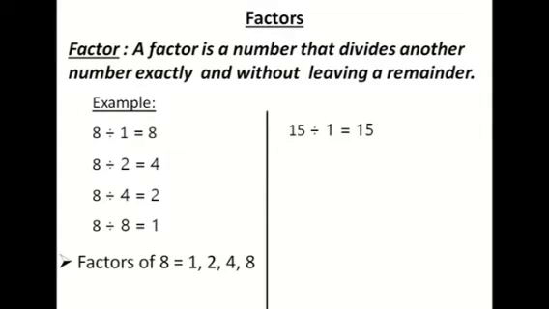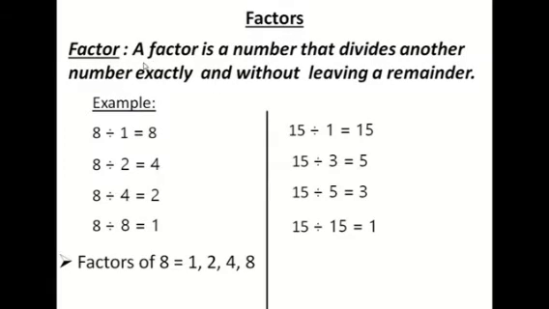15. So 15 divided by 1 gives you 15, which means no remainder here also. 15 divided by 3 gives you 5, no remainder here also. 15 divided by 5 gives you 3, there is also 0 remainder. 15 divided by 15 gives you 1, there is also no remainder. So here 1, 3, 5, 15, all these are divisors. So all these divisors are the factors of 15.